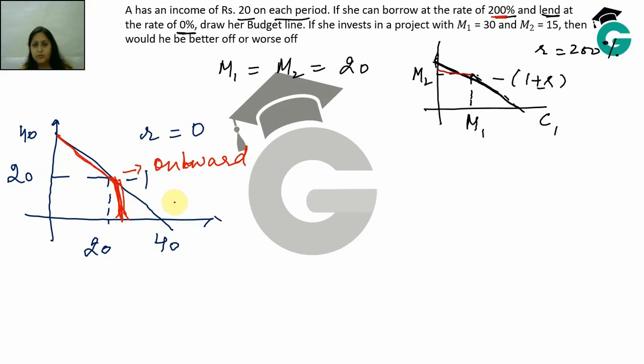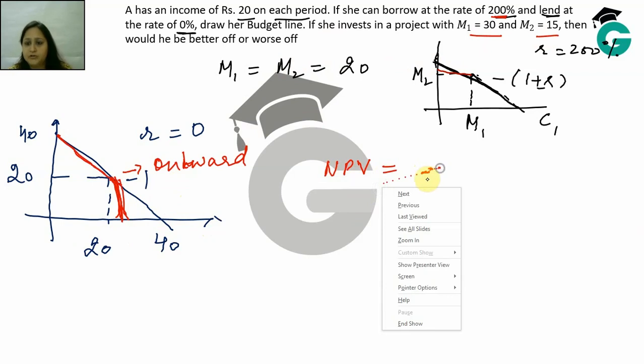ठीक है. So now when we have drawn this, we have drawn the budget line. So now we are given that if she invests in another project with 30 and 15, would she be better off or worse off? अब better off worse off calculate करने के लिए तो हमें net present value calculate करना पड़ता है. Net present value क्या होगा?